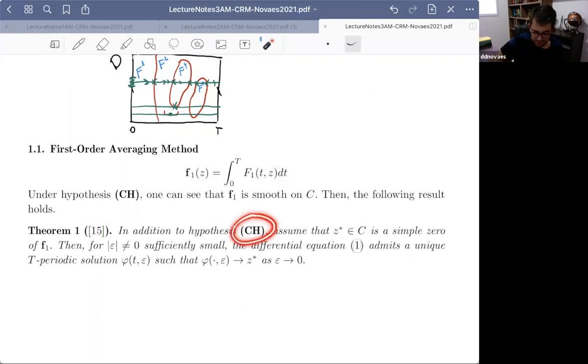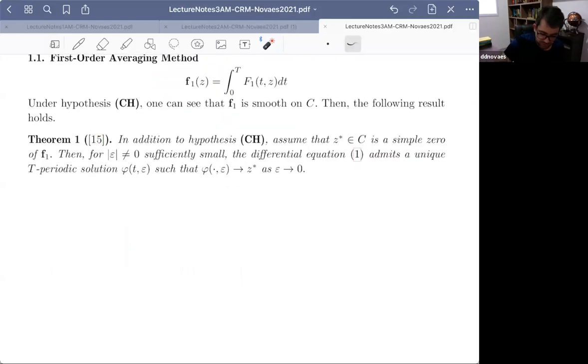In addition to the hypothesis, the crossing hypothesis, if z star belongs to the set C where the crossing hypothesis holds, then if z star is a simple zero of F1, then for epsilon sufficiently small, the difference equation admits a unique T-periodic solution converging to z star as epsilon goes to 0. I'm not going to explain the proof of this theorem now, because we will study it in a more general context. But the idea is simple.